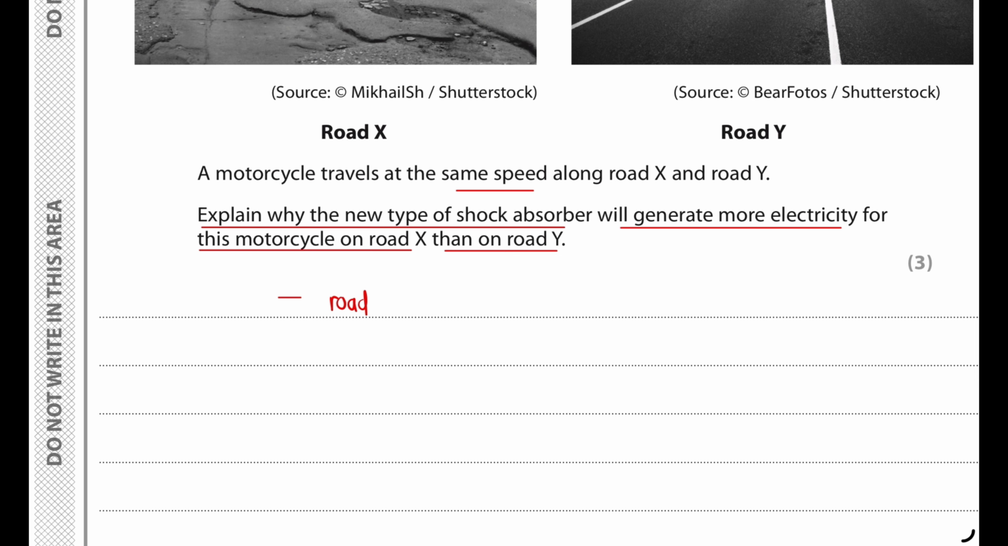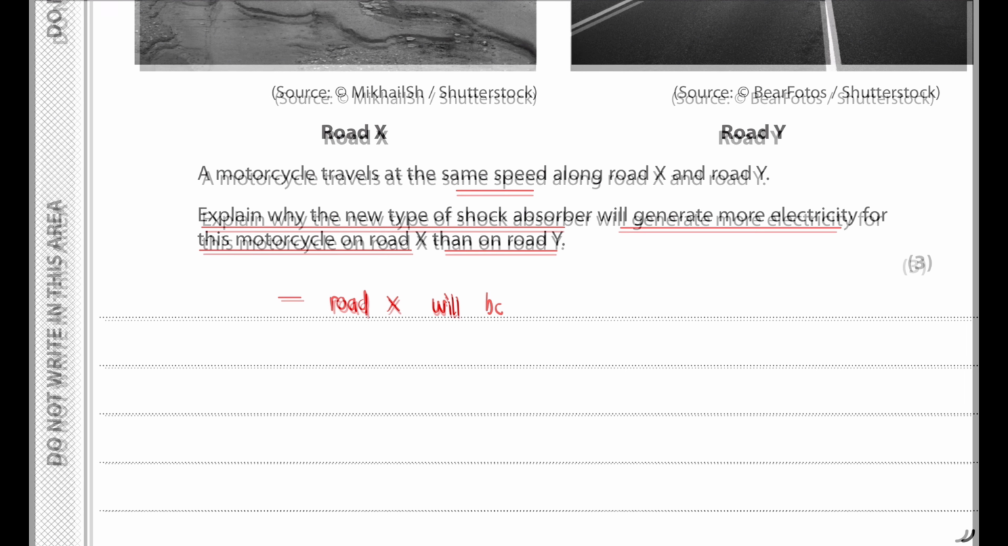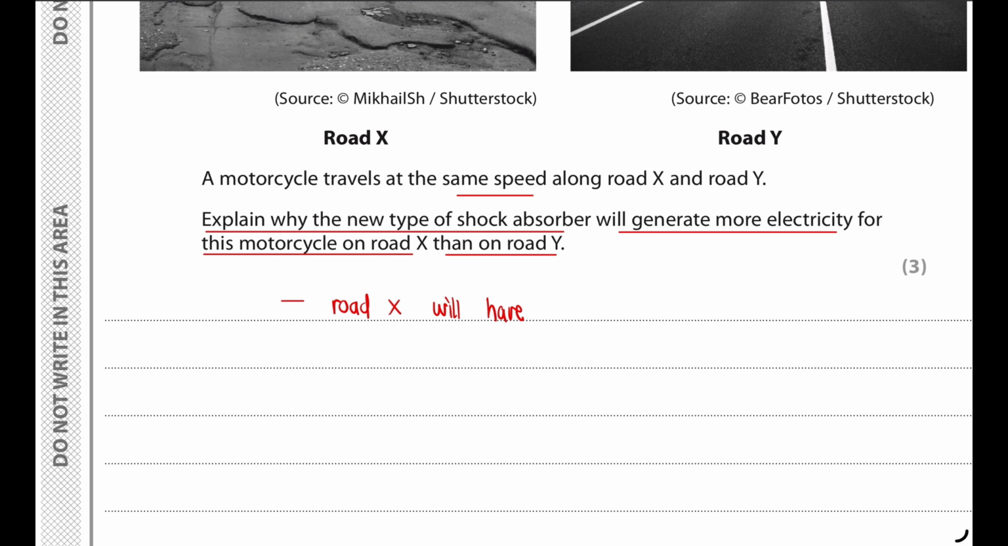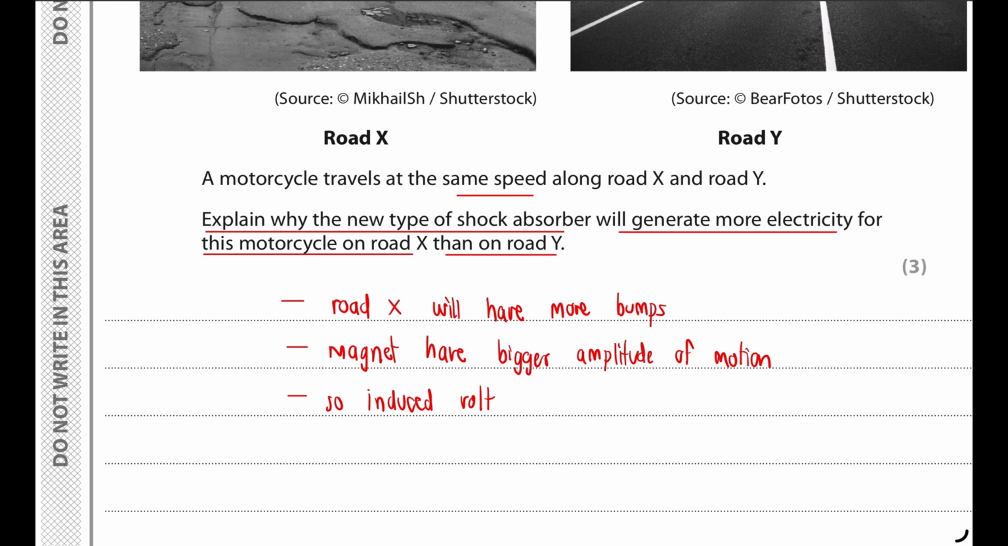Road X will have more bumps than road Y, so the magnet will have bigger amplitude of motion, and so the induced voltage generated is larger.